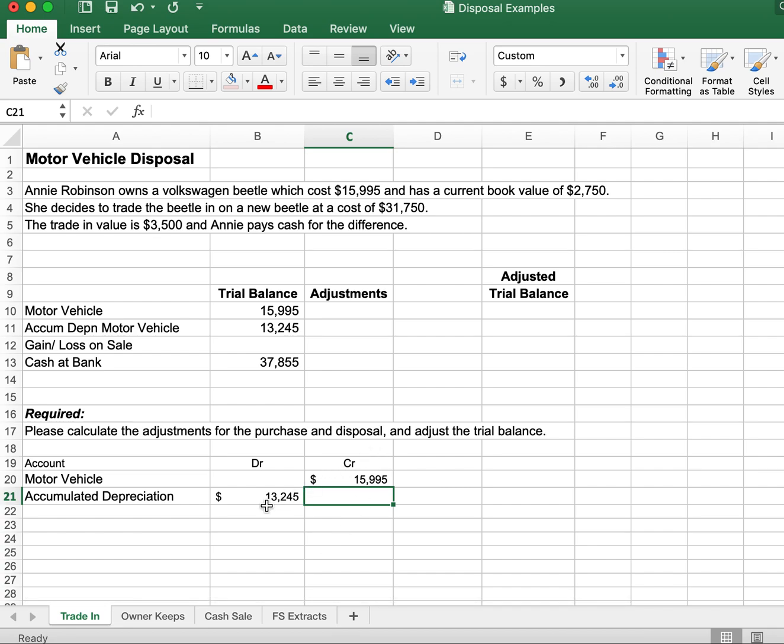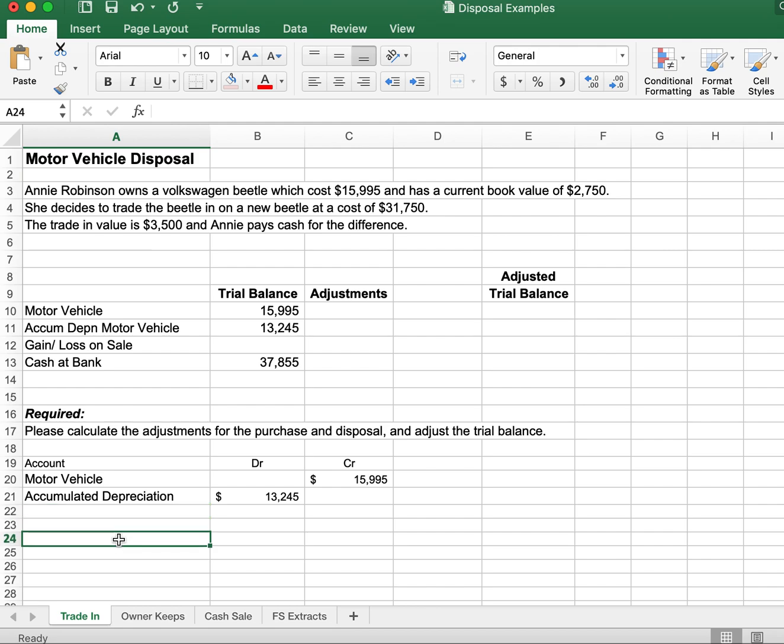Obviously, there's a difference between the two, and that is going to be what we got for it, and basically the gain or loss on the sale.